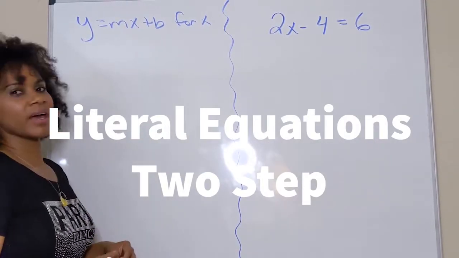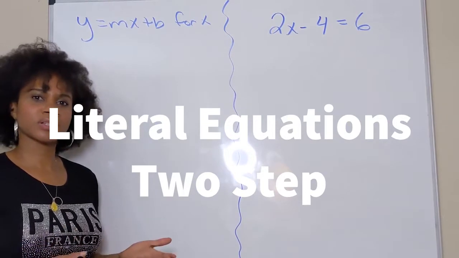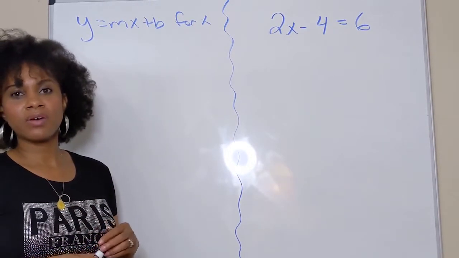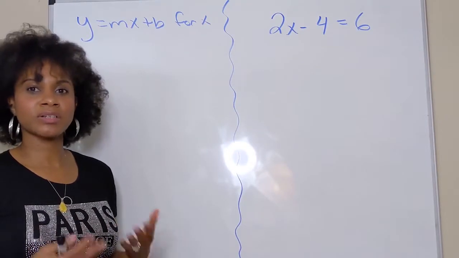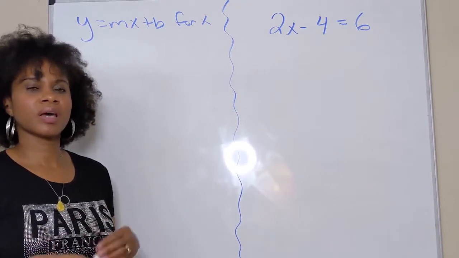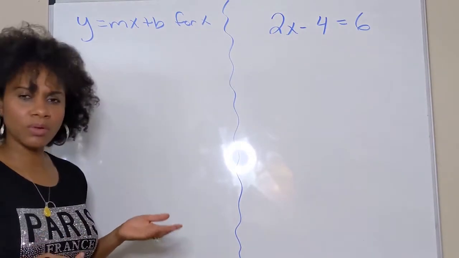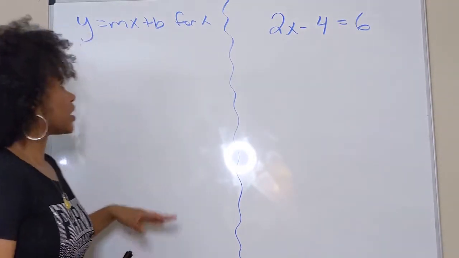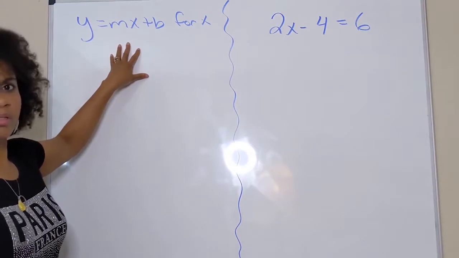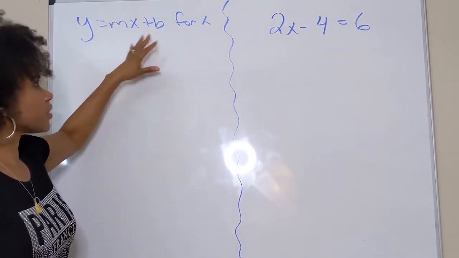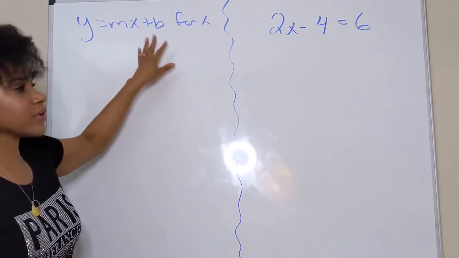So now we're looking at two-step literal equations. Now, if you're not familiar with literal equations, please see my video, One-Step Literal Equations, and you'll get a little bit more familiar with it. But basically, literal equations are equations with more than one variable. In this case, I actually have a formula here. It's the slope-intercept formula. And we want to solve this equation for x. So as you can see, it has all variables.